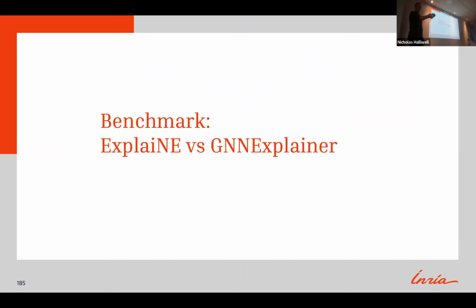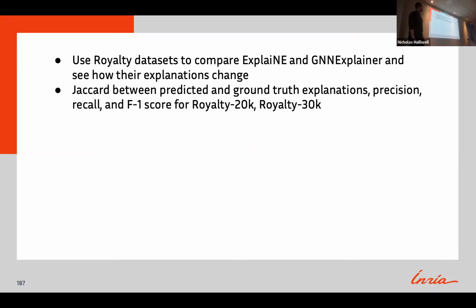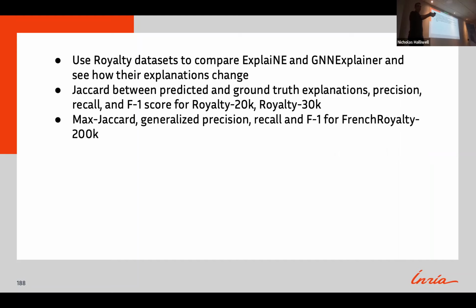So again, we've run another benchmark of explaining a GNN explainer using these different loss functions and seeing how the explanations change. So we use the royalty 20K, 30K, and the French royalty, and we report the Jaccard F1 and recall and precision for the royalty 20K and 30K. Then we report the max Jaccard, generalized precision, generalized recall, and F1 score for the French royalty 200K.